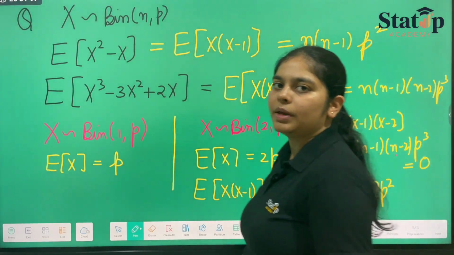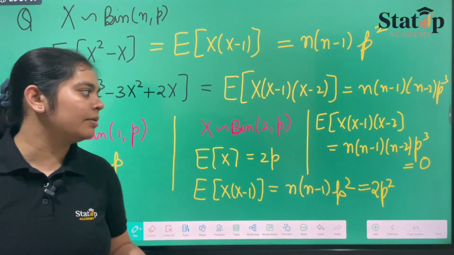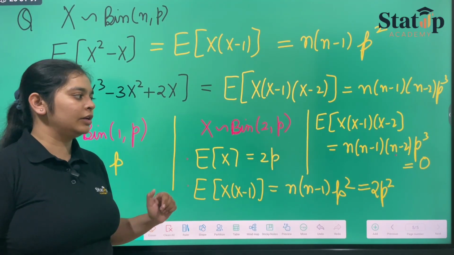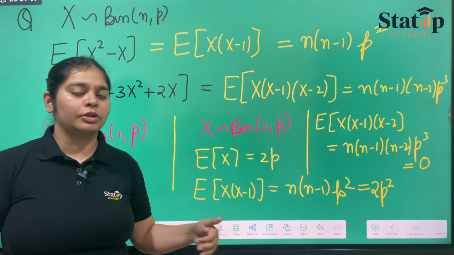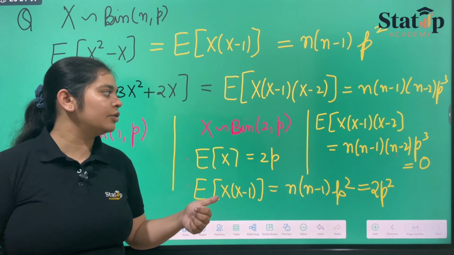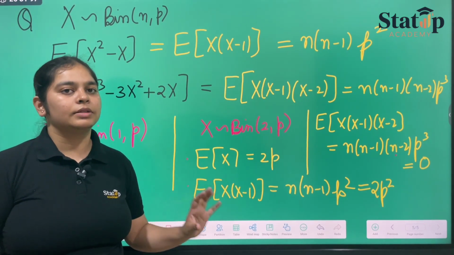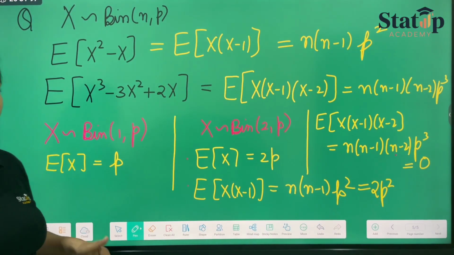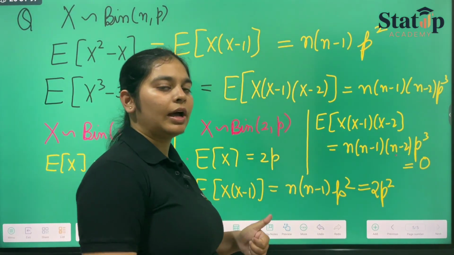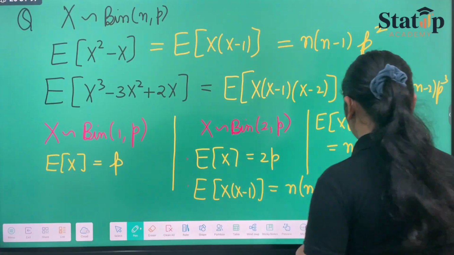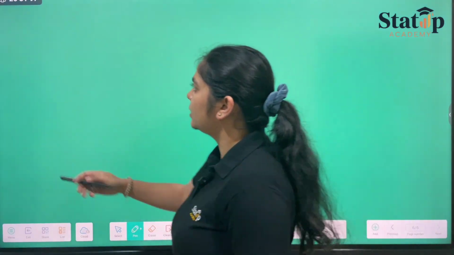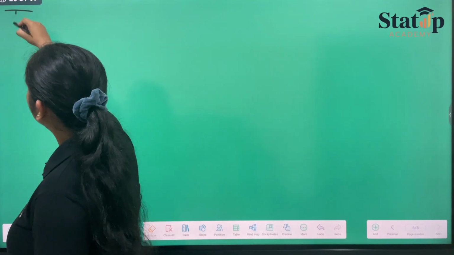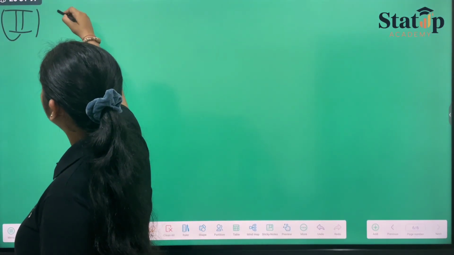So for binomial 2 with parameters 2 and p, our first and second pattern will show some value, but from the third pattern onward, the third value of p, it will be 0, and so on. This will continue. So this is the pattern for your sampling theory or the distribution theory for paper 1. Now if we talk about the second theory, which is the second paper, inference.